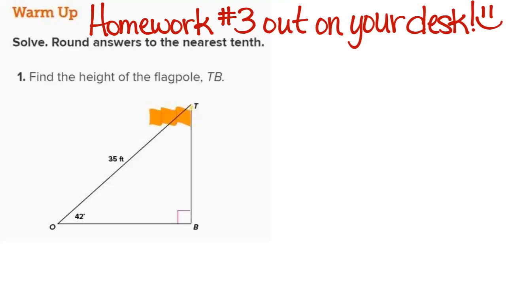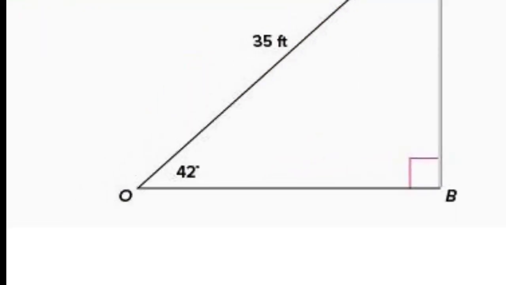Okay, on to the warm-up then. What is the first thing I need to do on this problem if I'm going to find the height of this flagpole? What's the first thing I need to do? What'd you say? Circle the angle. My angle is right down here. It's this 42 degrees. So this is where we are standing to label the rest of the sides of this triangle. So after I circle my angle, what do we do next?